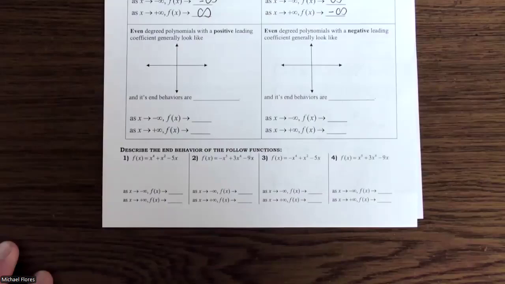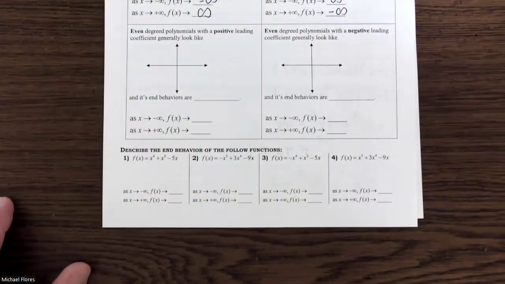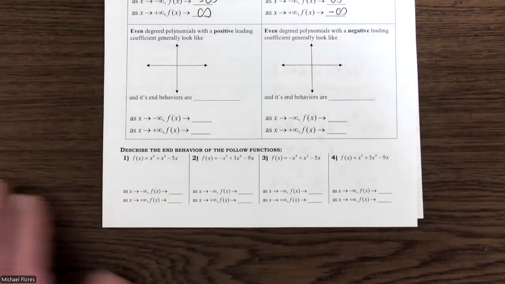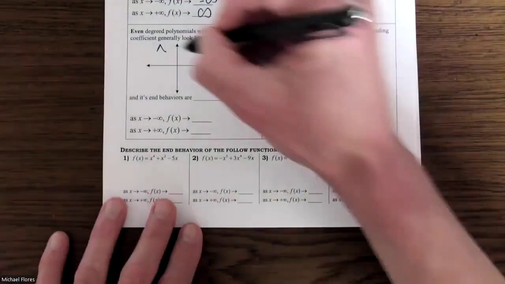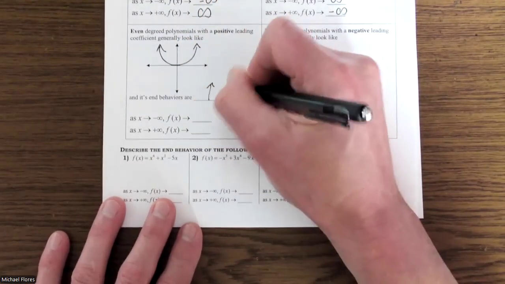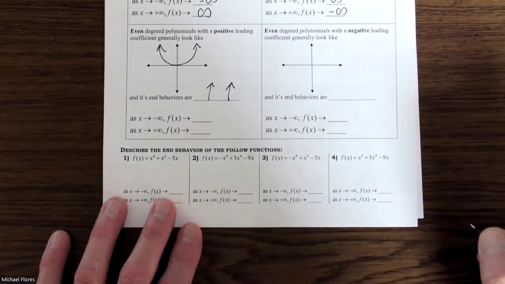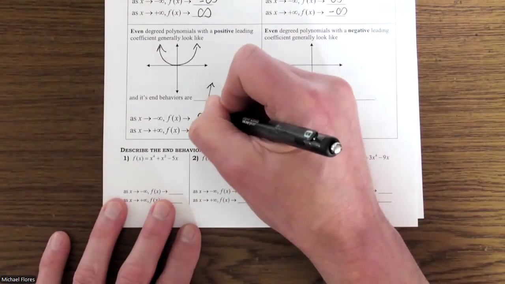Even degree polynomials with a positive leading coefficient generally look like, well, even degree, so your arrows are going the exact same direction, positive leading coefficient, so it stands to reason they should both be pointed up. And it could look something like this. Both of those are pointed up. So hopefully you're aware that in these blanks, these should both be positive infinity.